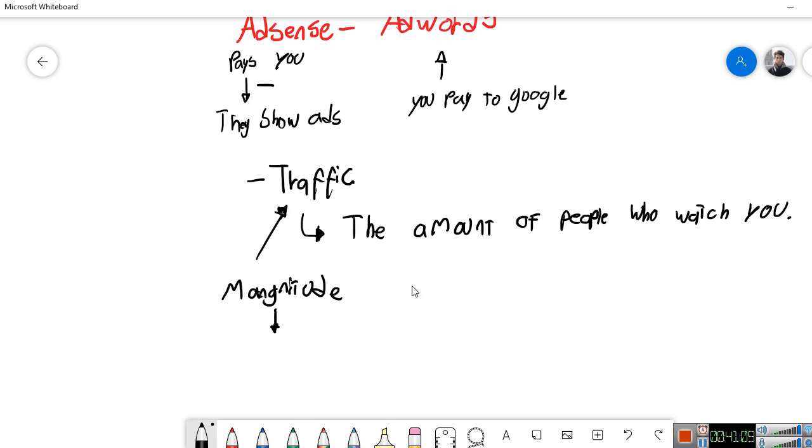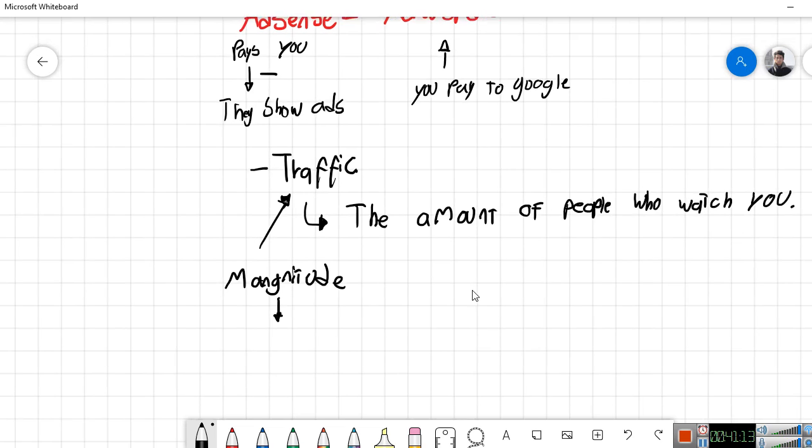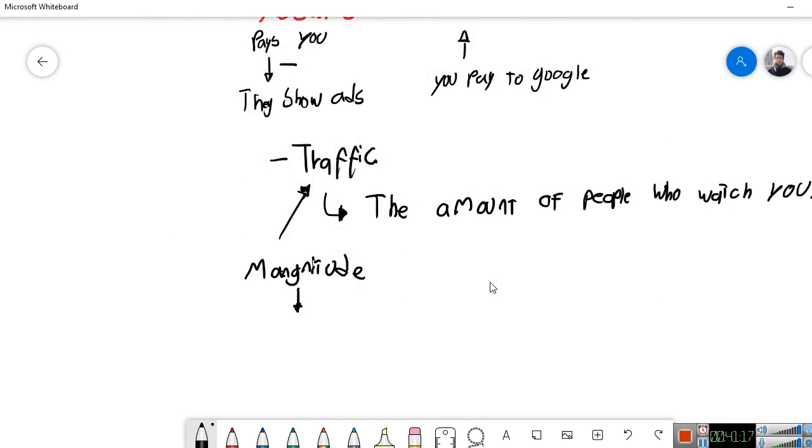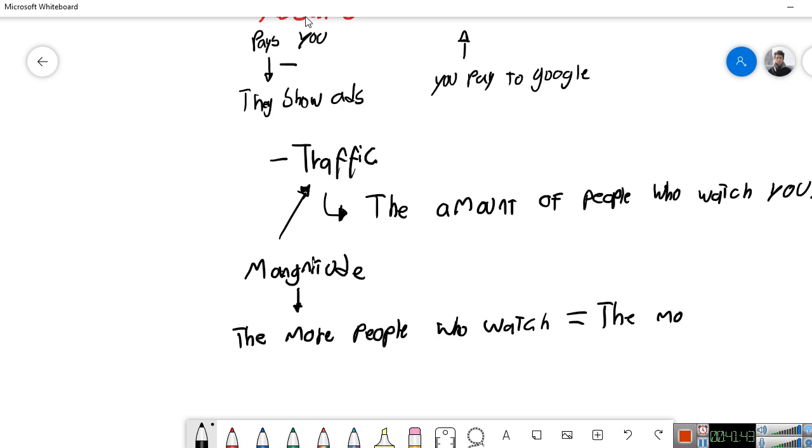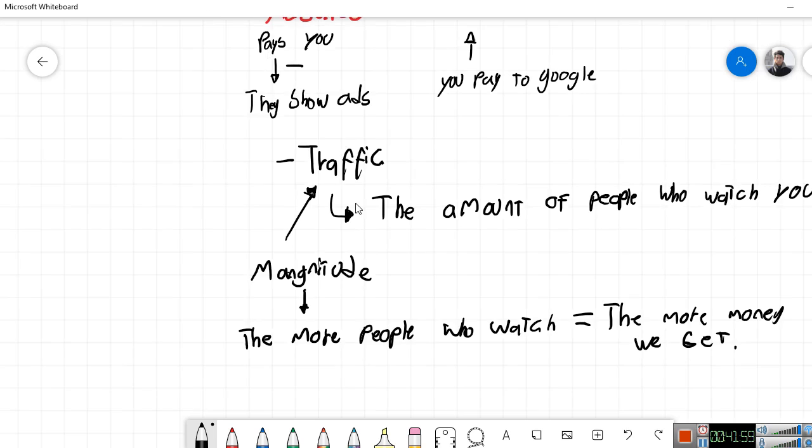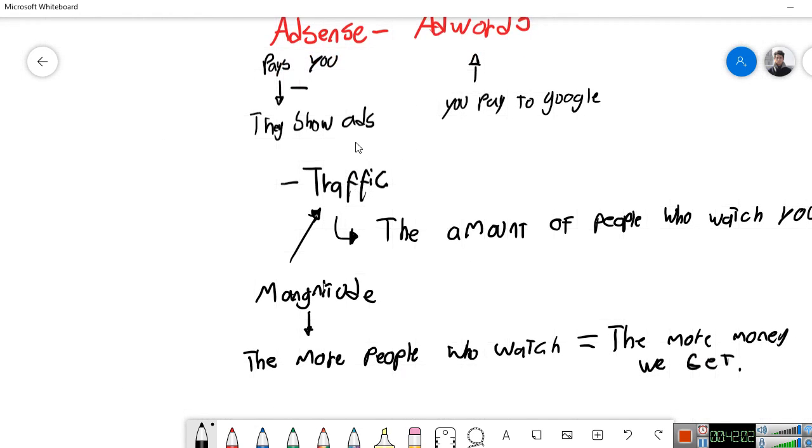Yeah, very well. So, thank you for that. Now you can close your microphone. All right. So, yeah, that's right. It's important because that's what interferes with the money we make. So, the more people who watch our advertisements equals the more money we get. We make or we get. It will be better to say we get. So yeah, out of that video, AdSense, AdWords, and traffic is what you have to remember, guys.